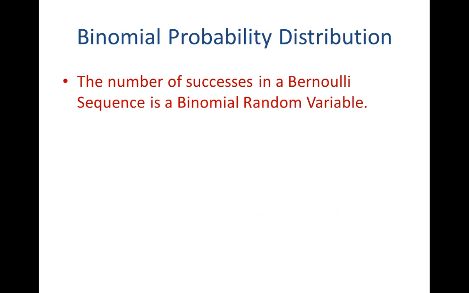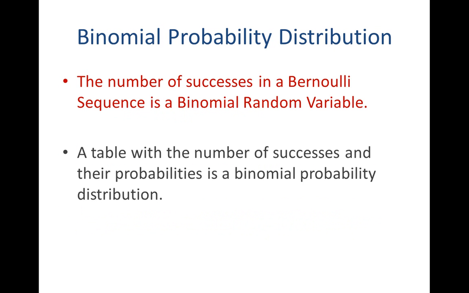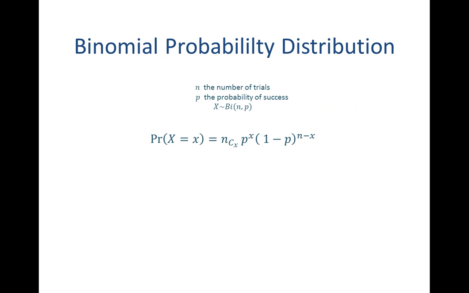The number of successes in a Bernoulli sequence is a binomial random variable. A table with the number of successes and their probabilities is a binomial probability distribution. N is the number of trials, P the probability of success, so X is distributed binomially with parameters N and P. And this is the formula to remember: the probability of X successes, NCX.